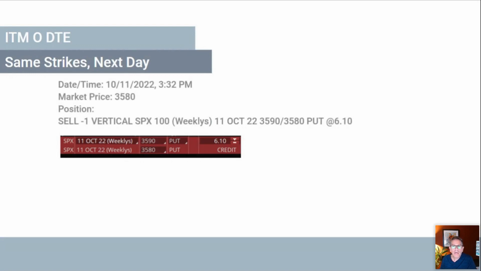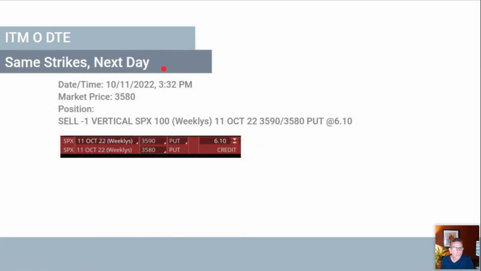So here now we have 35.80 again. That's where the market is, right? And our position is 35.90, 35.80. So now we are in the money. Okay. So here, in the same conditions, but being in the money, your credit is $6.10 compared to what it was when it was out of the money. That was $1.75. So you're already deep in trouble. Okay, and that's why you don't want to be in the money on these positions.